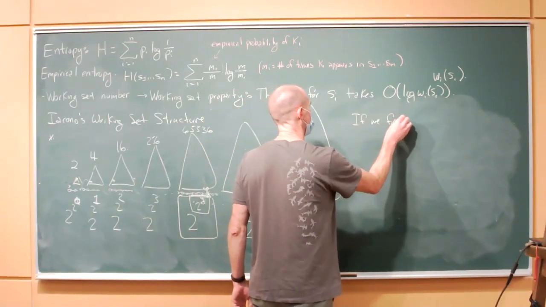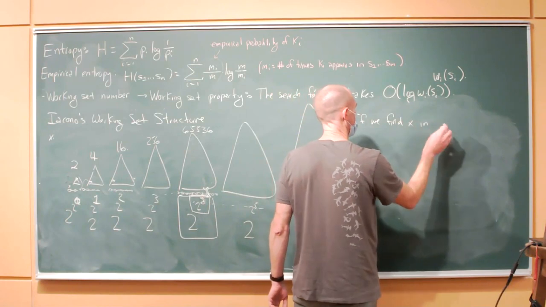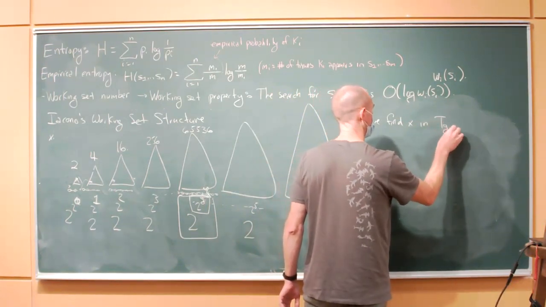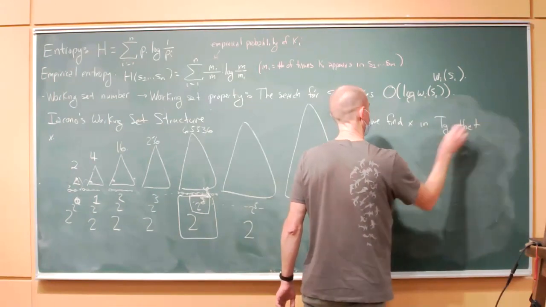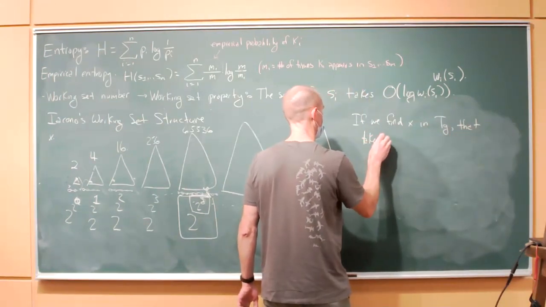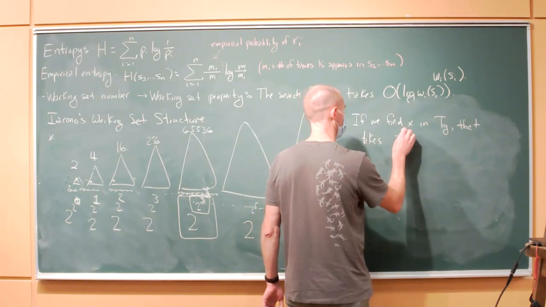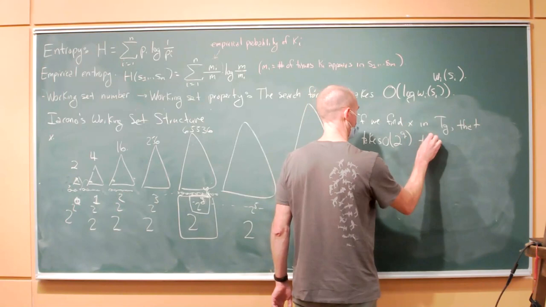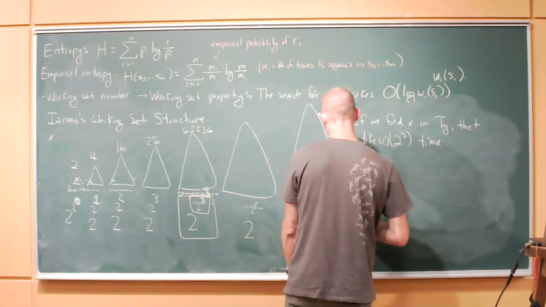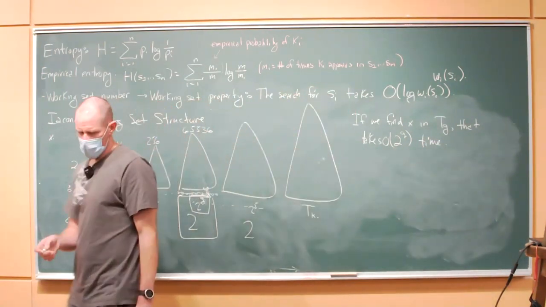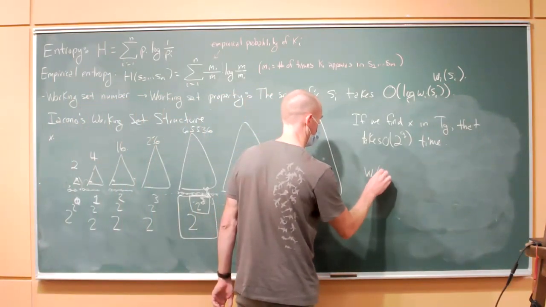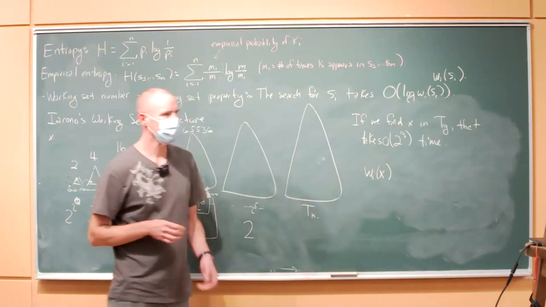So if we find X in tree G, that takes 2 to the G time. Now we would like to say that takes something to do with the working set number of X.